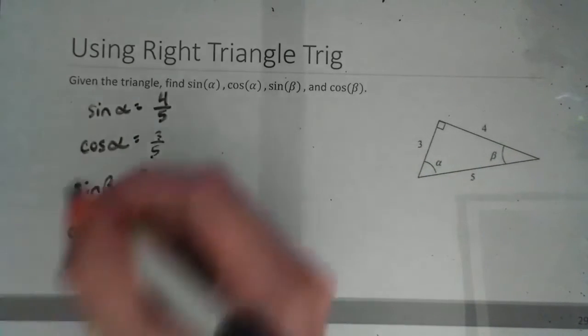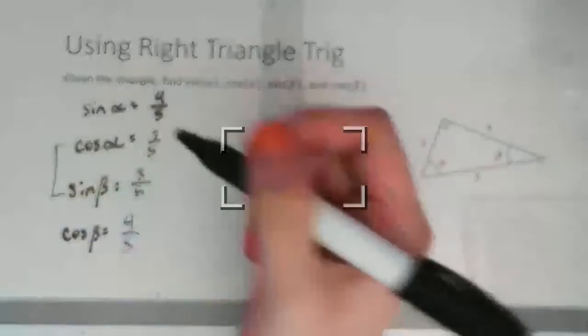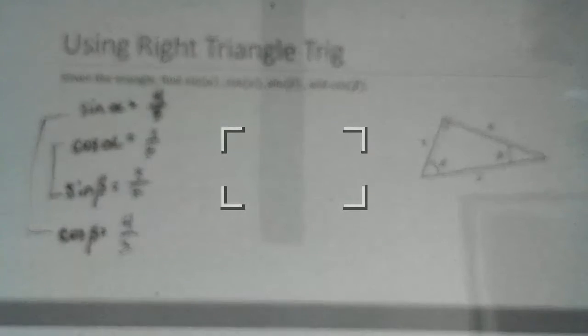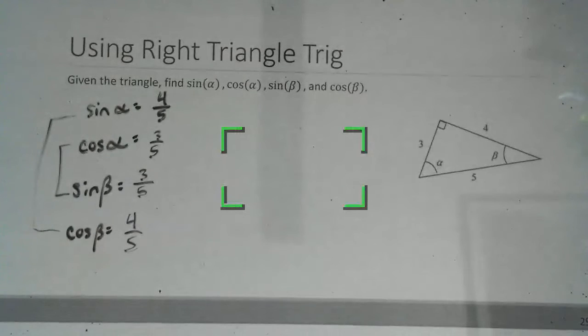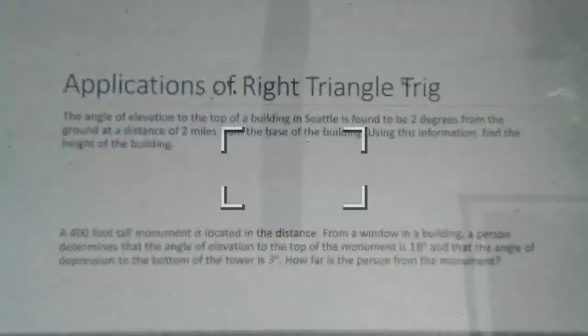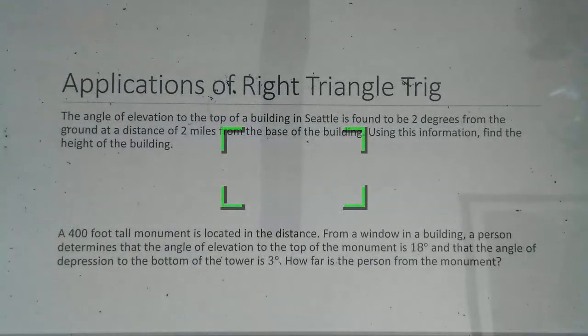You may notice that the cosine of alpha is equal to the sine of beta, and the sine of alpha is equal to the cosine of beta. They call these functions cofunctions because of this property. We're not going to focus on it in this class, but it's a neat little thing if you want to do some research and learn about cofunctions. Now, as with every other math section, we need to do some application problems.